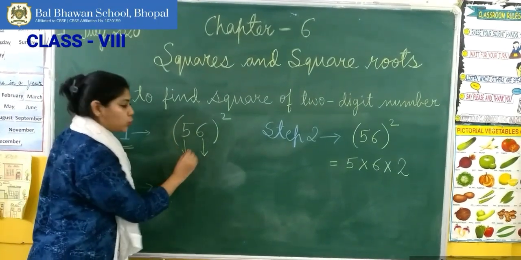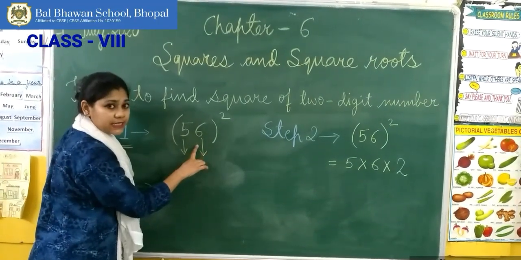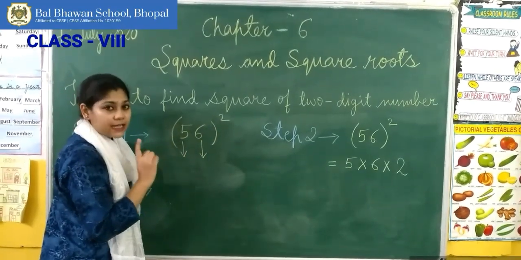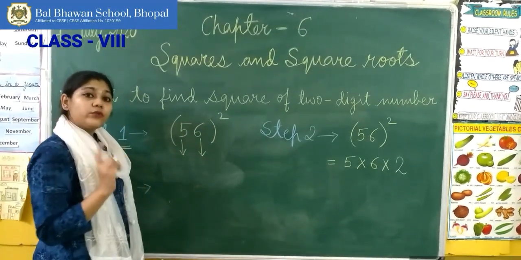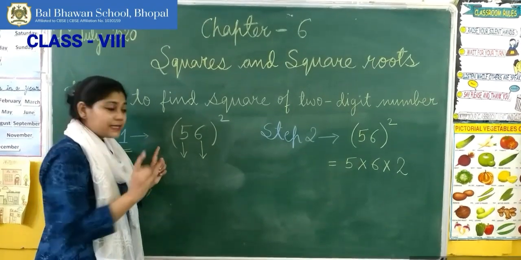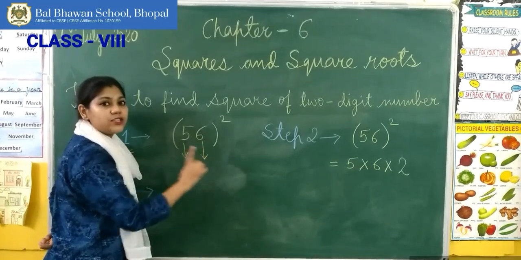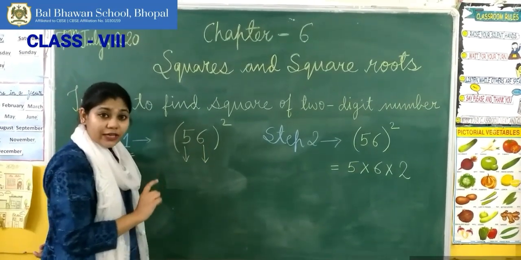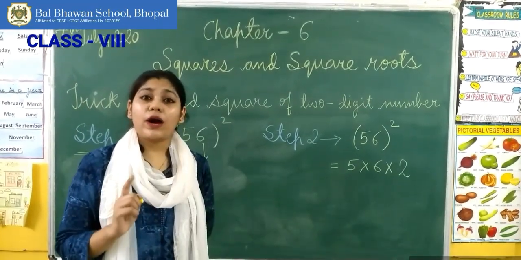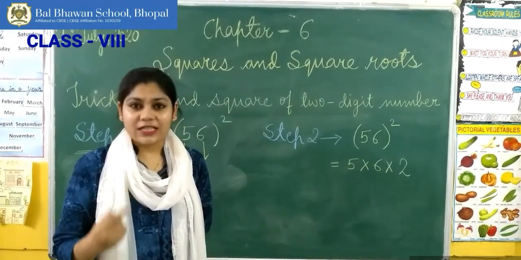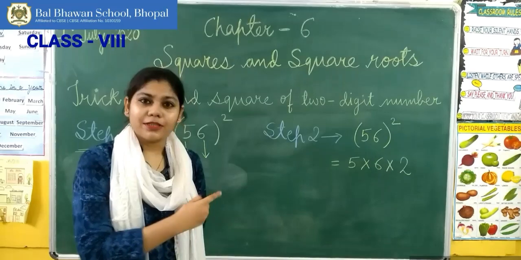So step number 1. I have taken a two-digit number 56. I have to calculate the square of 56. That's a two-digit number. Now what you will do, step number 1 is to find the square of each digit separately. I'm repeating, step number 1 is to calculate the square of each digit of this two-digit number separately.